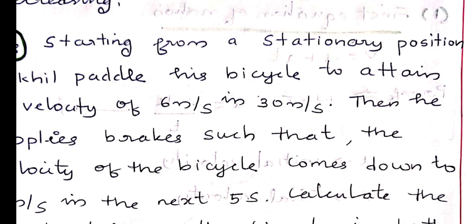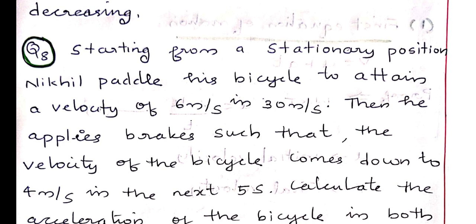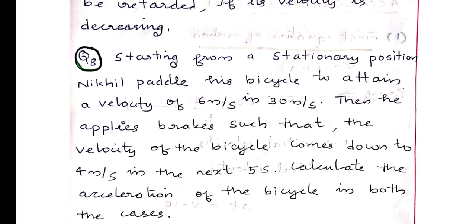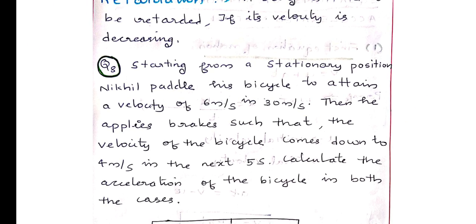I repeat, starting from a stationary position, Nickel paddles his bicycle to attain a velocity of 6 meter per second in 30 seconds. It is not 30 meter per second, it is 30 seconds. Then he applies brakes such that the velocity of the bicycle comes down to 4 meter per second in the next 5 seconds.